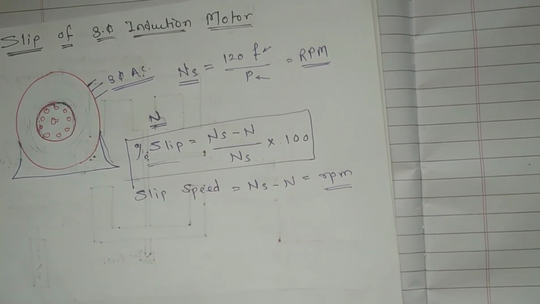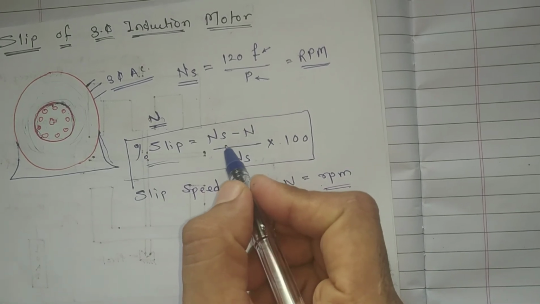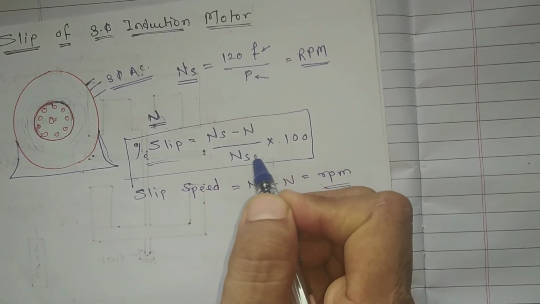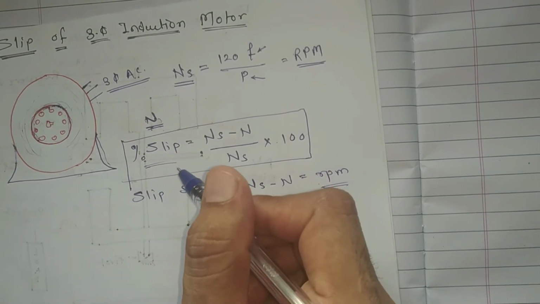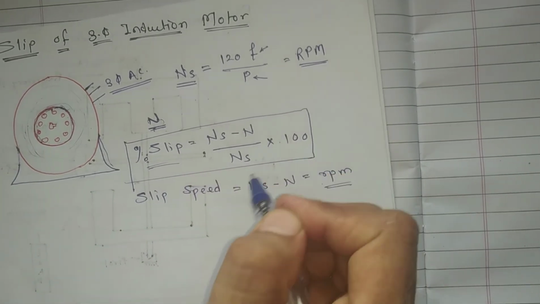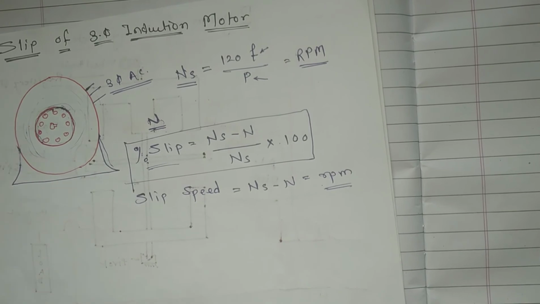Getting it? So this is the slip of your three-phase induction motor. It is nothing but the difference between the synchronous speed and the actual speed with respect to synchronous speed, and we always calculate it in percentage, that's why multiplying by 100. So this is the slip of a three-phase induction motor.